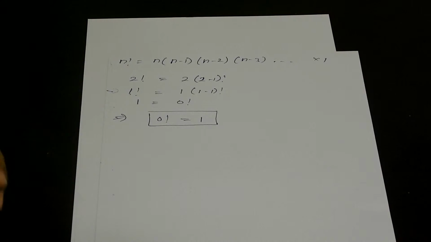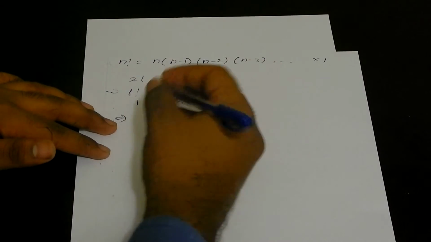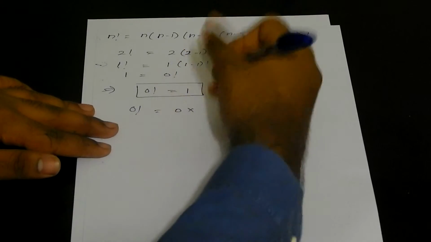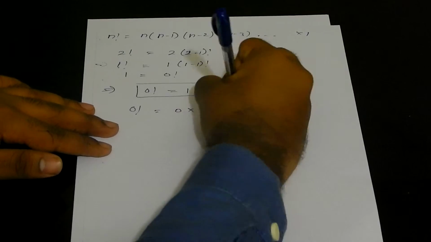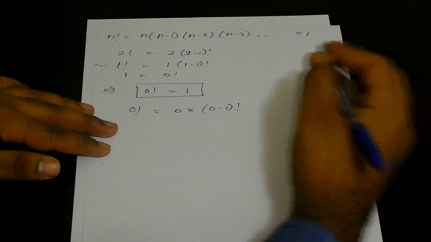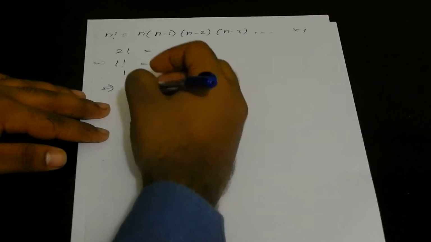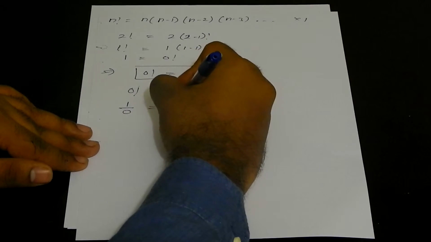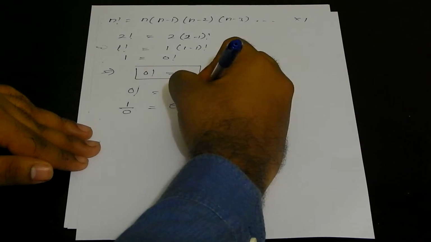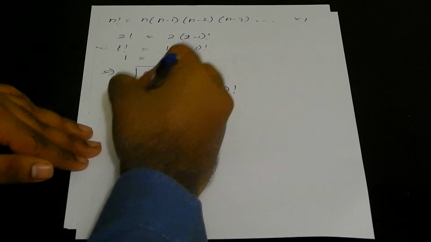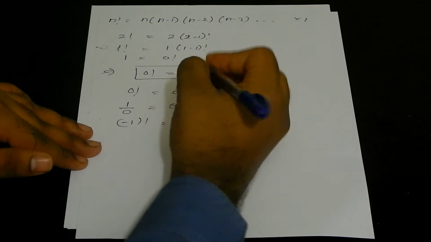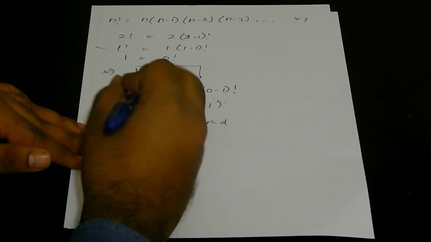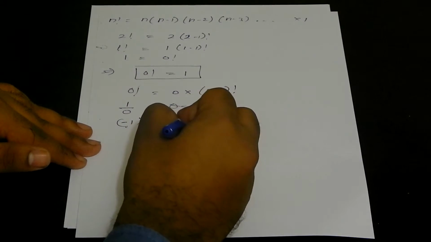let's continue with this same thing, and now let's take n as 0. So 0 factorial will be written as 0 into (0 minus 1) factorial, which would be, since we proved 0 factorial is 1, it would be written as 1 upon 0 is equal to (0 minus 1), so minus 1 factorial. So minus 1 factorial would be written as infinity or not defined. So this is just for negative 1, it's not defined.